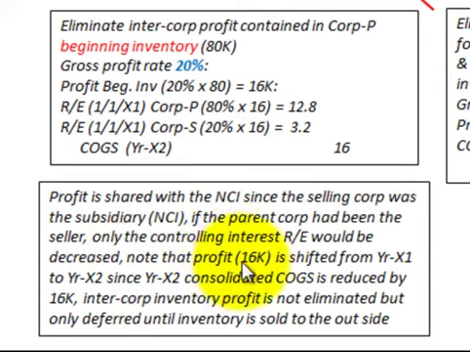Note that the profit here of $16,000 is shifted from year 1 to year 2, since year 2 is the consolidated cost of goods sold, and this is reduced by $16,000 in this case. So the intercompany inventory profit is not eliminated, but only deferred until the inventory is sold to the outside.